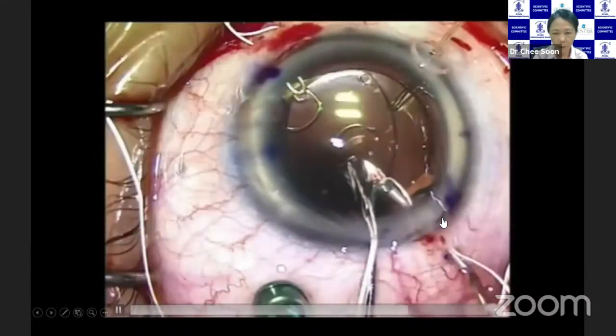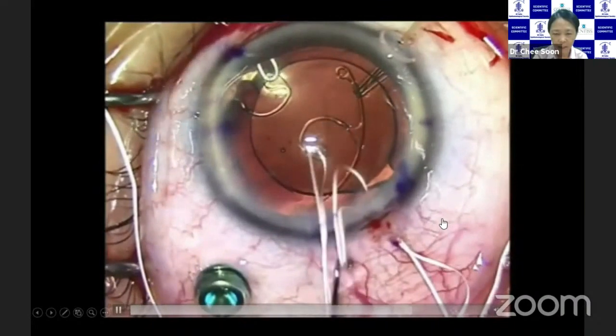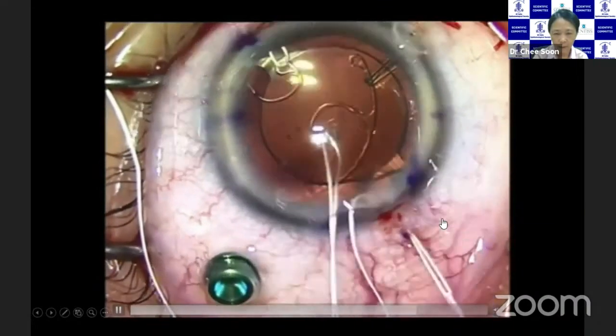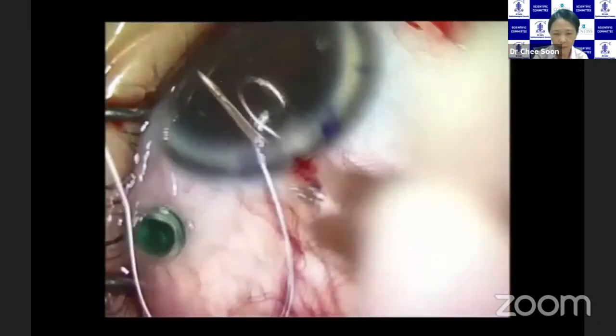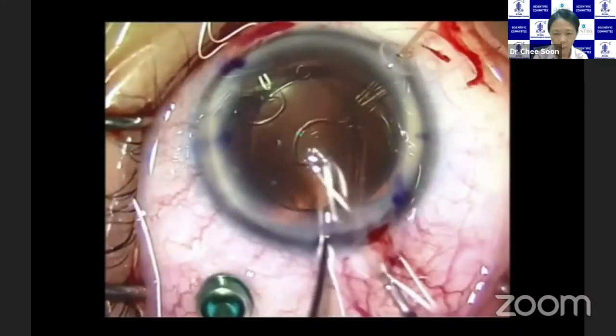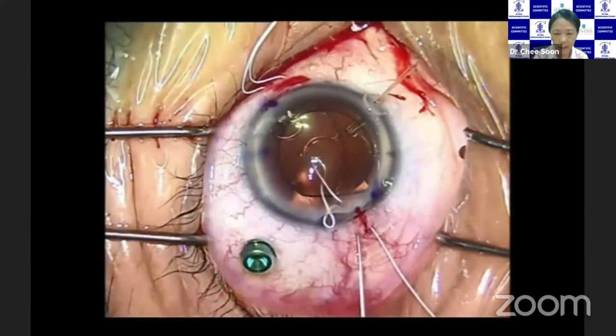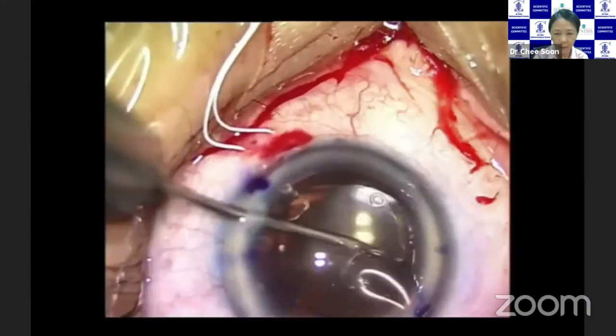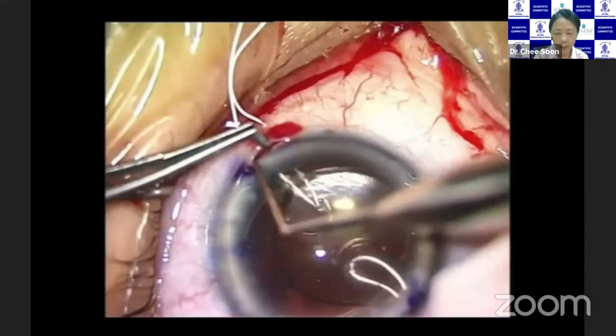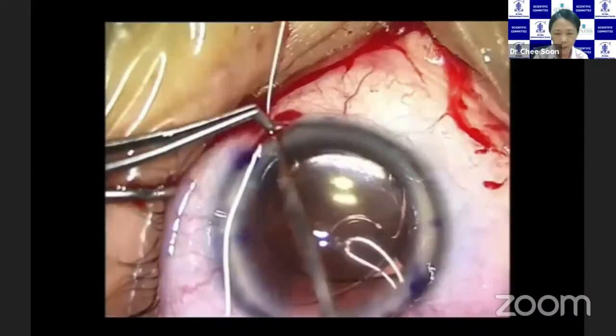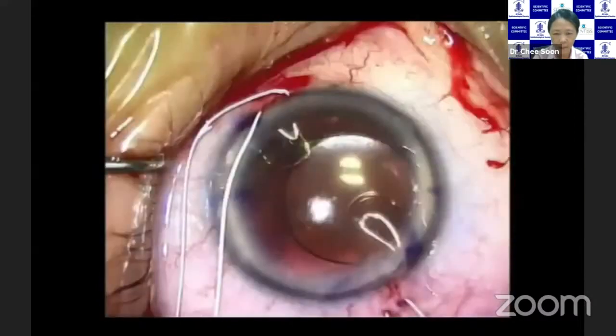So if you watch these three, they're all very, very similar, just that we had different extents of zonular weakness, different densities of cataract, one white, one black, one dipping into the vitreous, but really they are all the same. So you can see in this case, I just use two tension segments and a CTR.